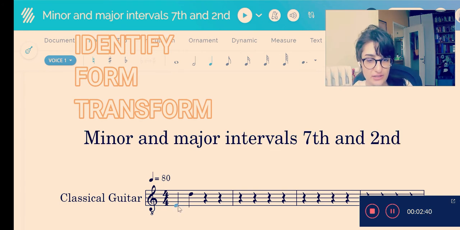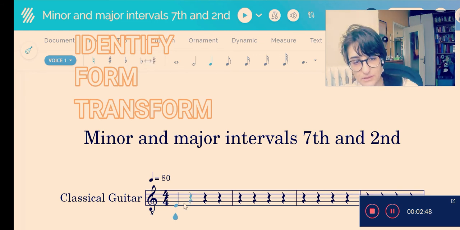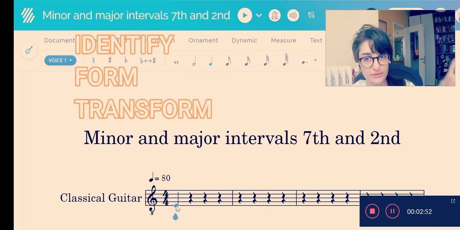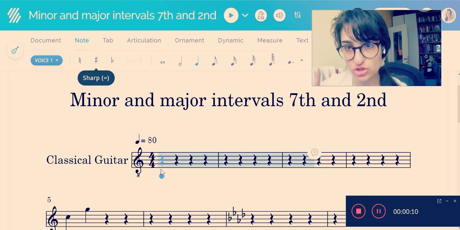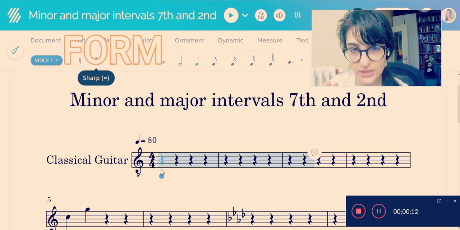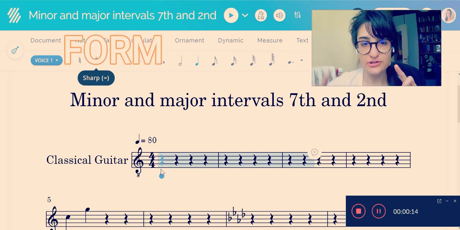Identify means, for example, I have an interval and we need to define it. Create means that I have a starting note and I'm asking you to create the seventh or second interval. And then transform means that I have a minor or major seventh or second and you need to turn it into a major one and vice versa. So let's get started. Let's start with major and minor seventh.